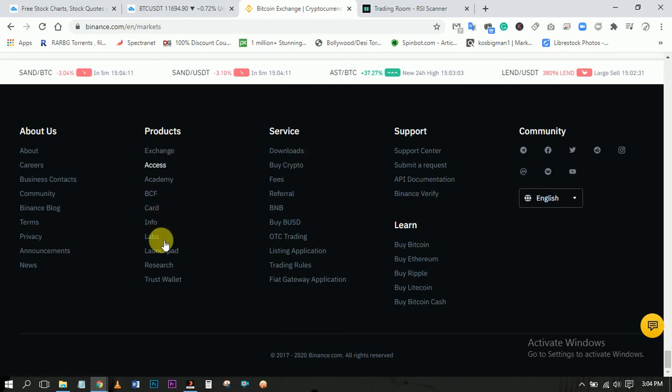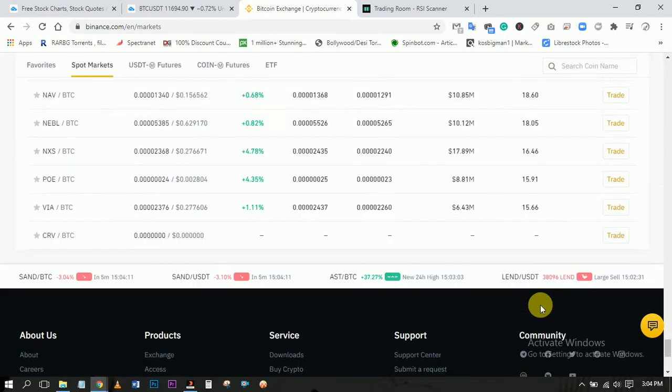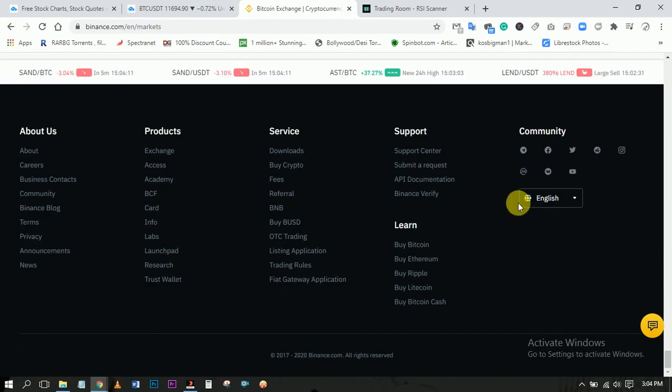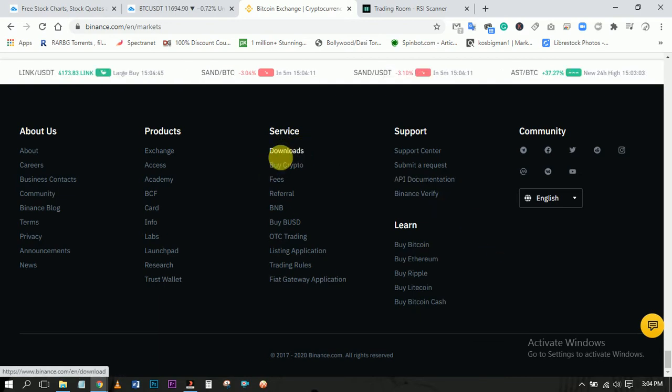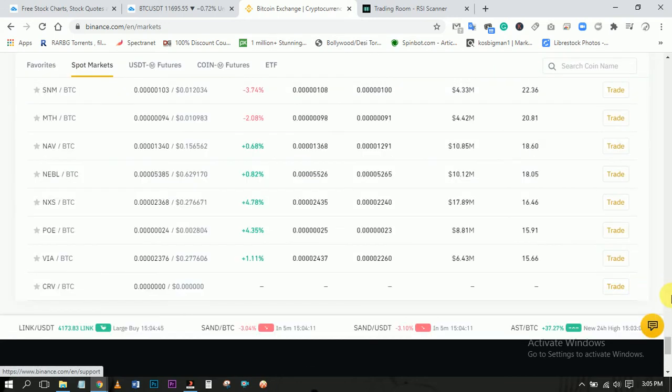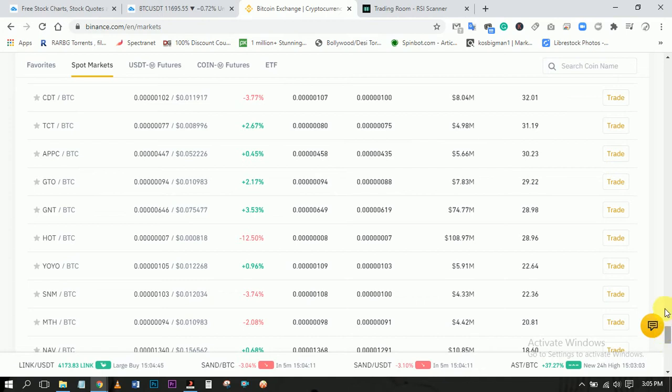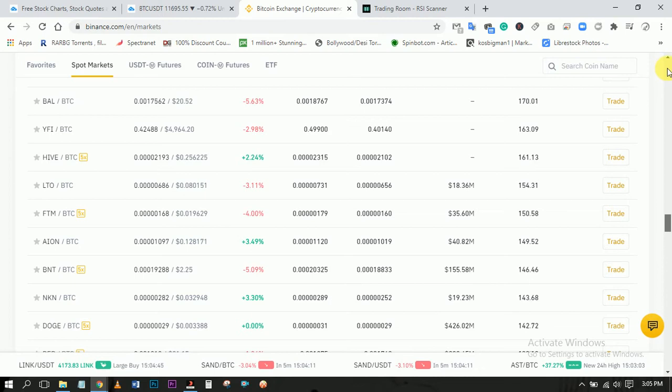Okay, products, let's see. Alright, this is actually not here, but I think what you need to do is just go back to, okay, you can see downloads. Yes, right here you can see downloads. Once you click on downloads, you will see links to all their apps, both the mobile and the Android app, and so on.